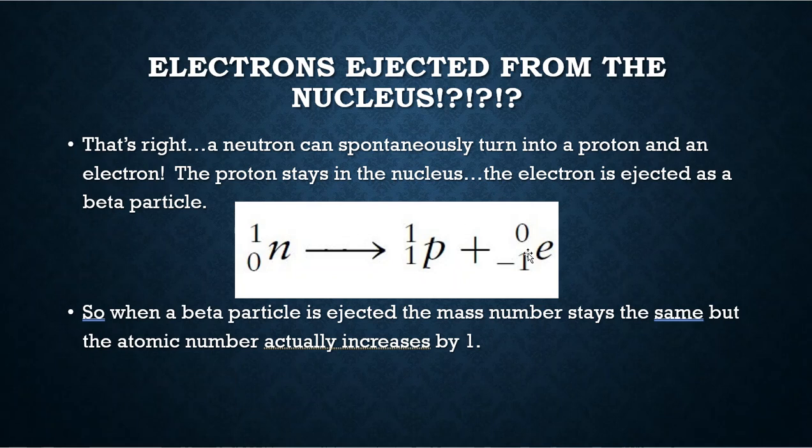Okay? So it's pretty neat. One way to think of a neutron, even though it's not really necessarily the correct way, is as the combination of a proton and an electron.